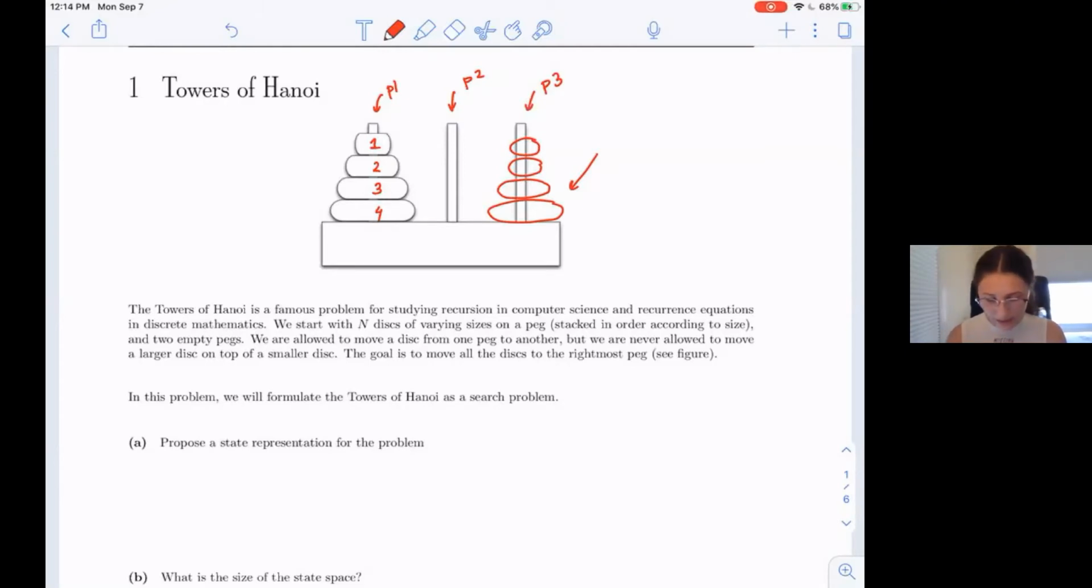With that in mind, I'm going to propose a state space representation that keeps an ordered list of disks per peg. For example, for peg number 1, right now we have the list 1, 2, 3, 4, where each of these numbers corresponds to which of the disks are where on that peg. For peg 2, we have no disks right now, and for peg 3, we also have no disks. So all I need to do is keep track of these 3 lists, one for each peg, which are ordered according to where each of the disks are on a particular peg.